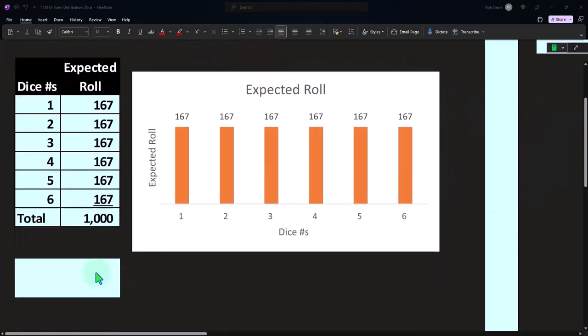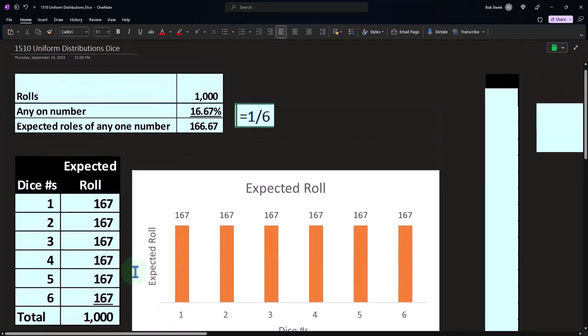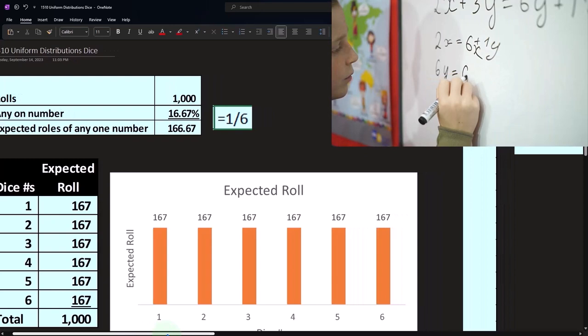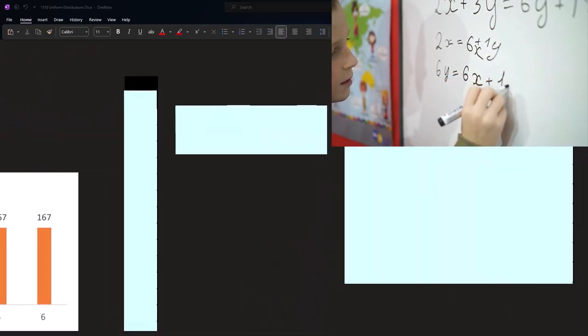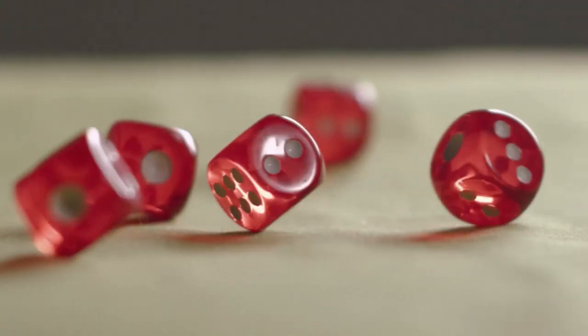That would be our expected outcome formula for it. F of x equals c. We're going to have the same outcome because it's uniform. Nice, easy equation for us. Our predictions are nice and easy, although they're not going to be perfect because in real life, there's going to be randomness involved.